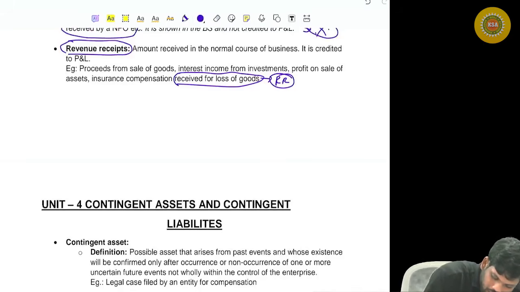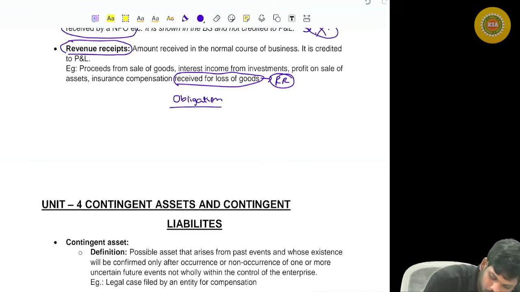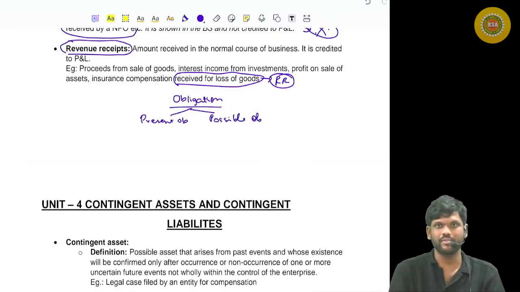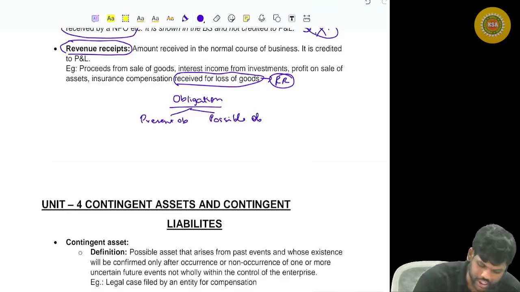See, there are two types of obligations. Guys, I would have taught this in detail in a chapter called partnership when I was teaching reserves. There are two types of obligations: present obligation and possible obligation. Okay, quickly I'll give a summary. Present obligation means where the possibility of that obligation or the probability of that obligation is greater than 50%.